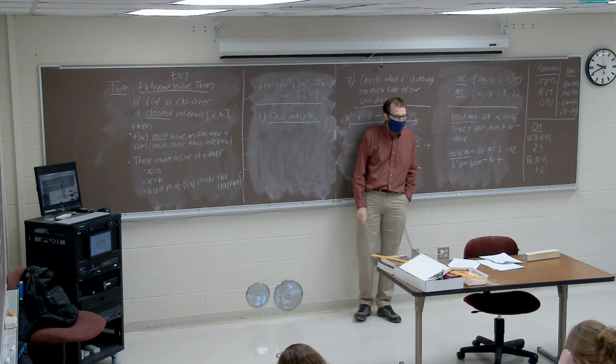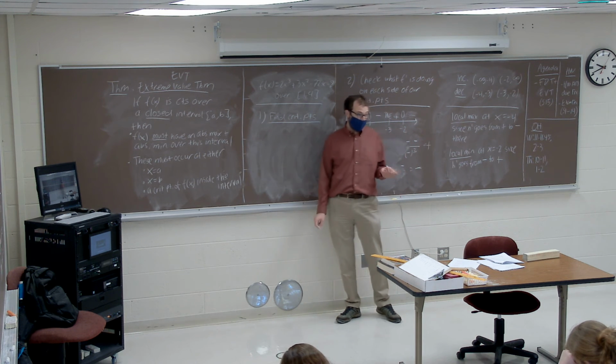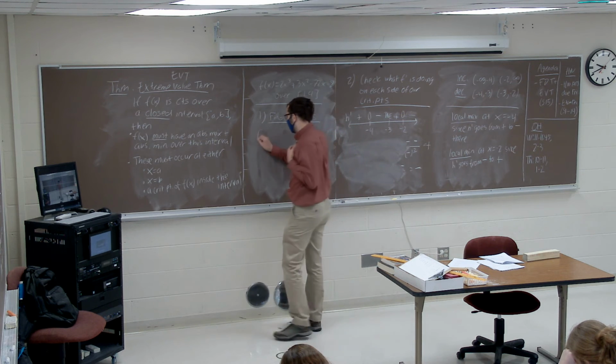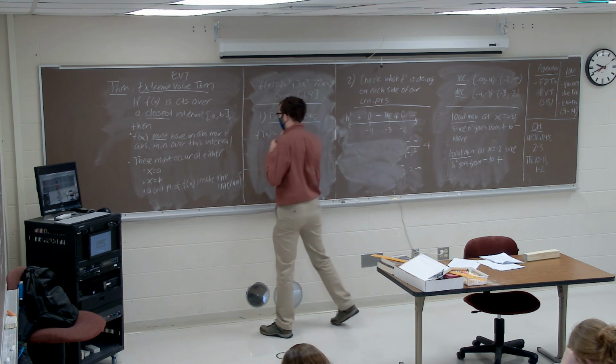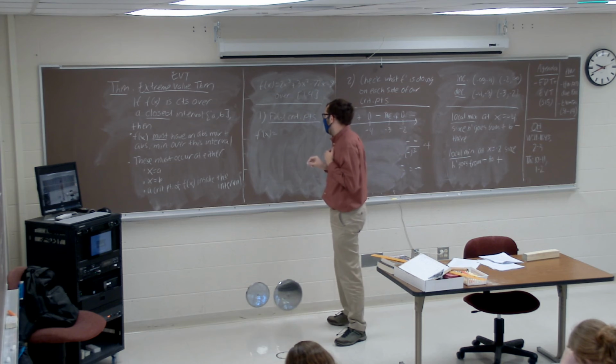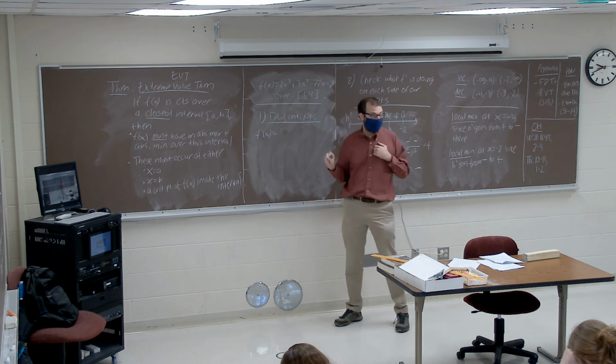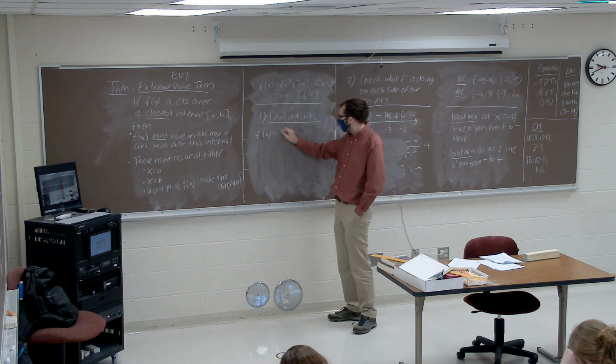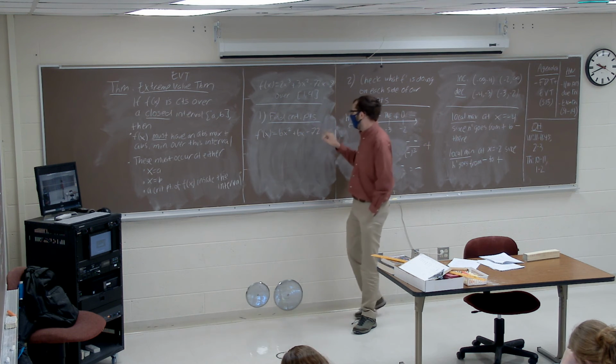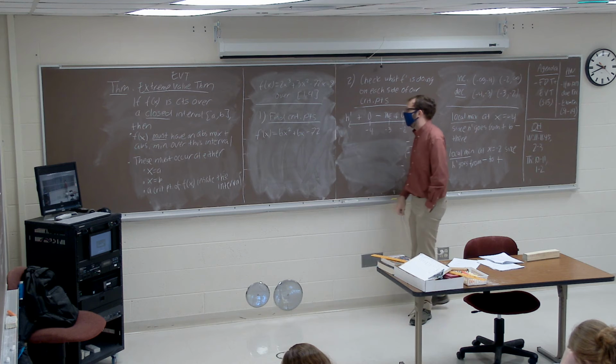Zach, we want to find our critical points. What should we do to start? Find f prime. Yeah, we need to find where f prime is 0 or undefined. In this case, what's f prime going to be? 6x squared plus 6x minus 72.